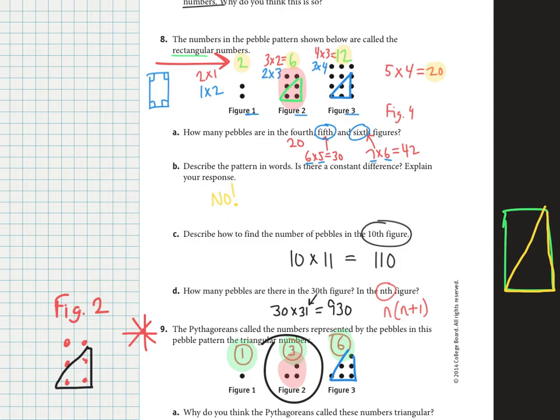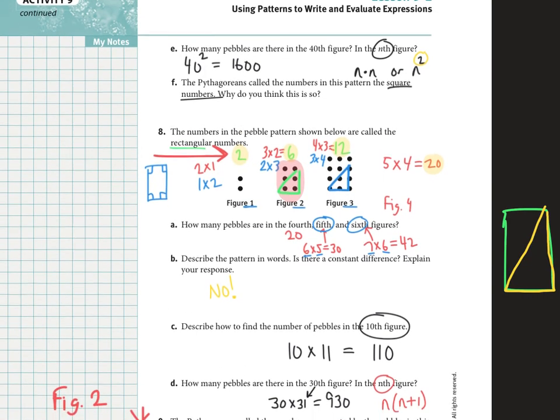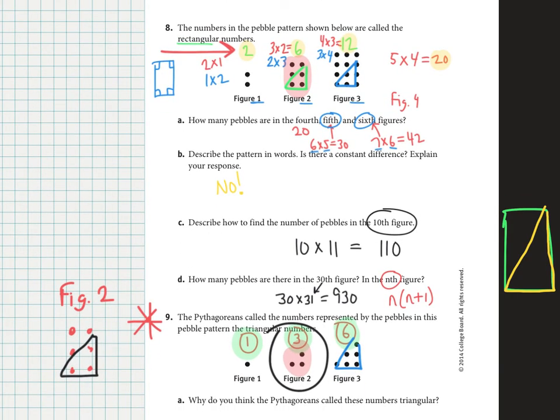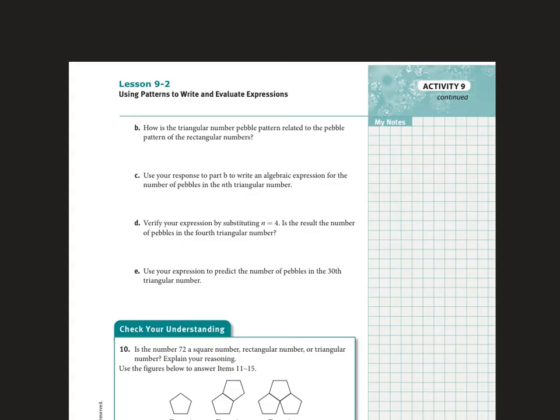We wrote a pattern somewhere, didn't we? Yeah, here it is. When we wrote this pattern right here, n times n plus 1, that gave us the number of pebbles for the rectangular pattern, right? So if we want to show half of that, one way to show half of something is to divide it by 2. So how is the triangular number pebble pattern related to the pebble pattern of the rectangular numbers? It's going to be half the amount.